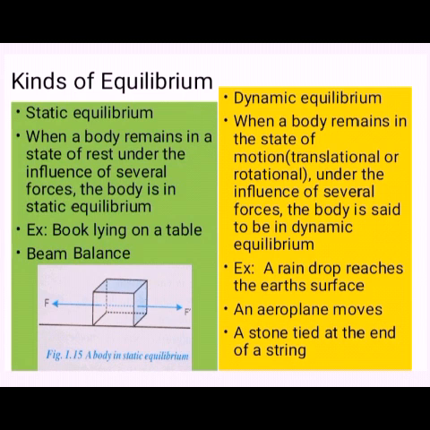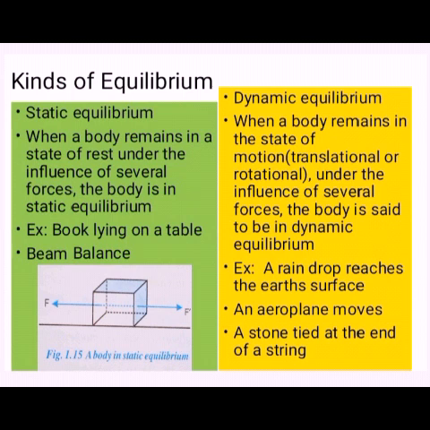Another example: a stone tied at the end of a string and whirled in a circular path with a uniform speed is in dynamic equilibrium, because the tension in the string provides the centripetal force required for the circular motion. What is centripetal force? We will come to know in the next exercise. So, in all the static equilibrium examples we compare the rest position, and for dynamic equilibrium we take up the motion of the body.